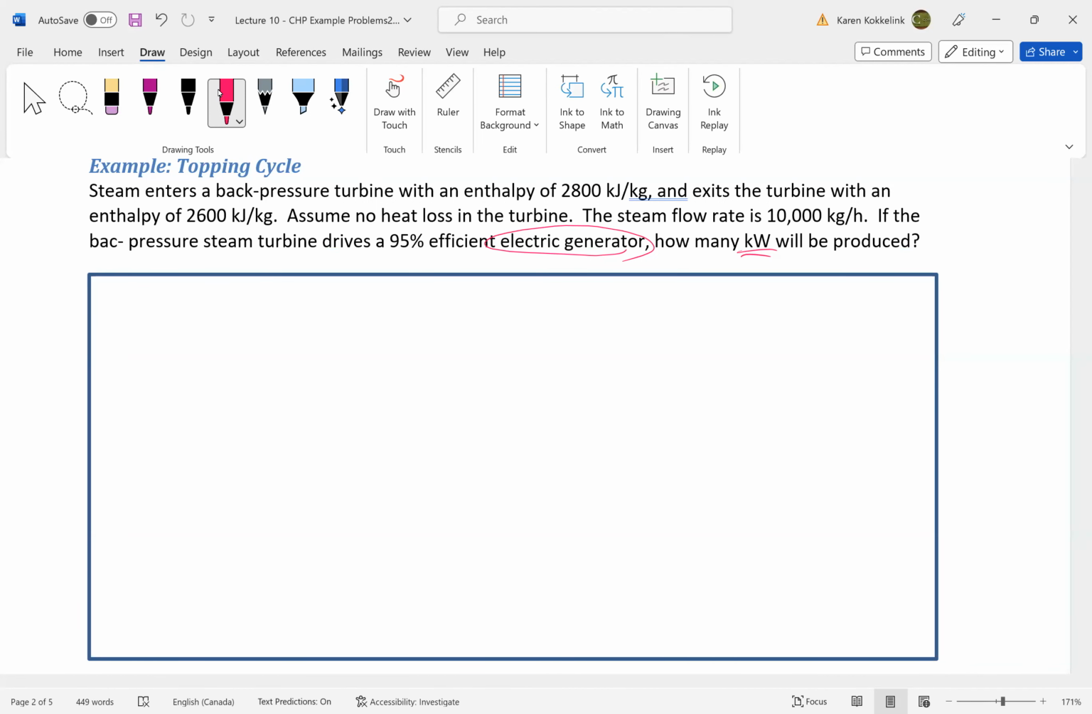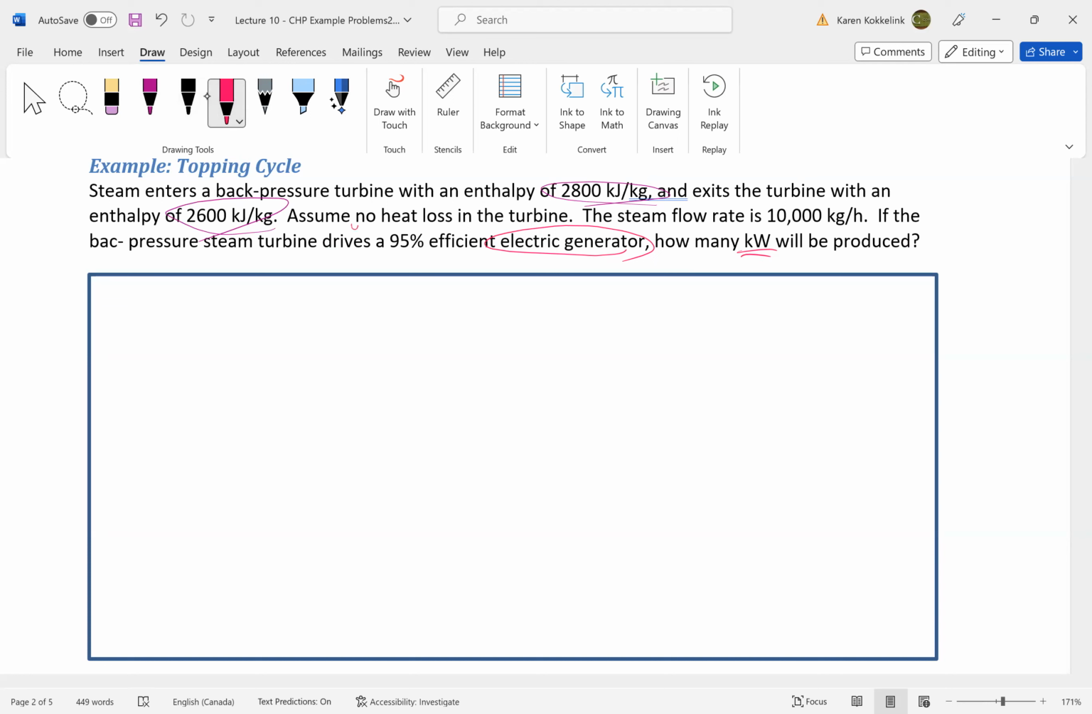The turbine has... so hang on, the steam is going to have an enthalpy of 2,800 kilojoules per kilogram going in, and then it has used up 200 kilojoules per kilogram by going through that turbine and making that work.